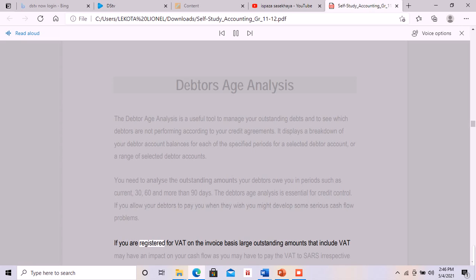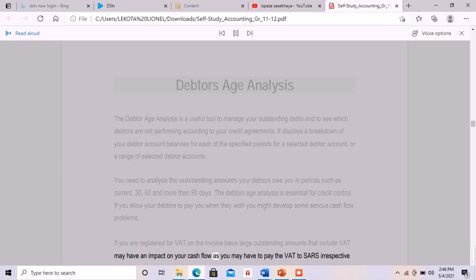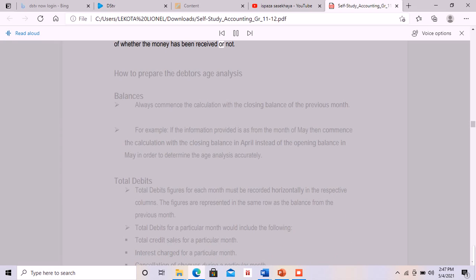If you are registered for VAT on the invoice basis, outstanding amounts that include VAT may have an impact on your cash flow, as you may have to pay the VAT to SARS irrespective of whether the money has been received or not. How to prepare the Debtors Age Analysis.